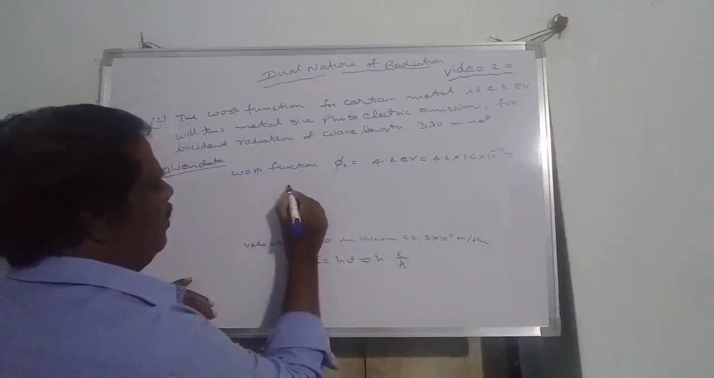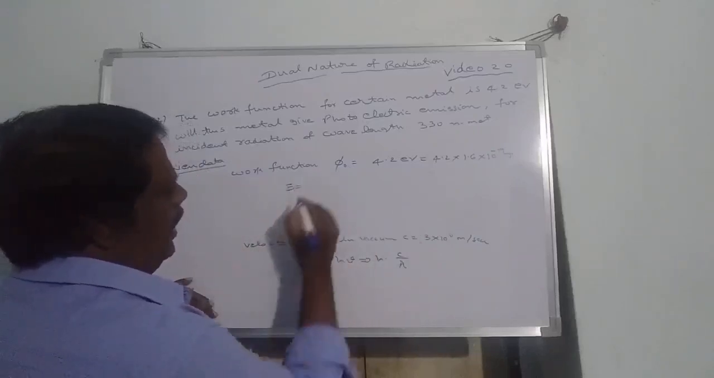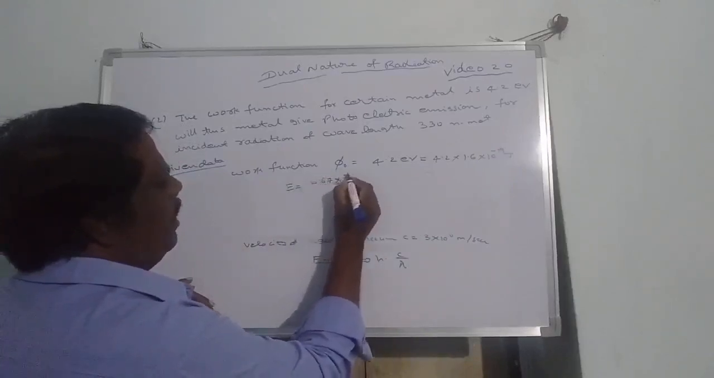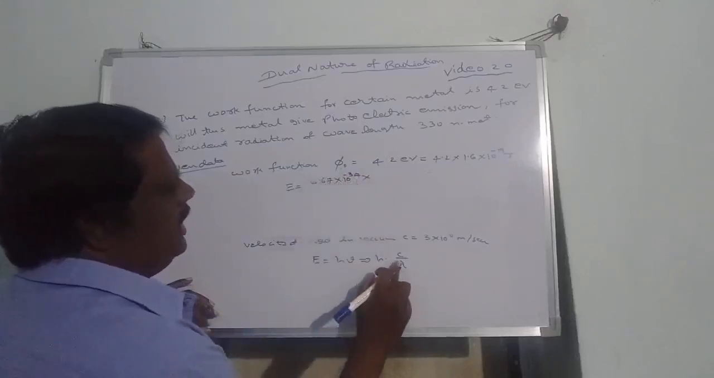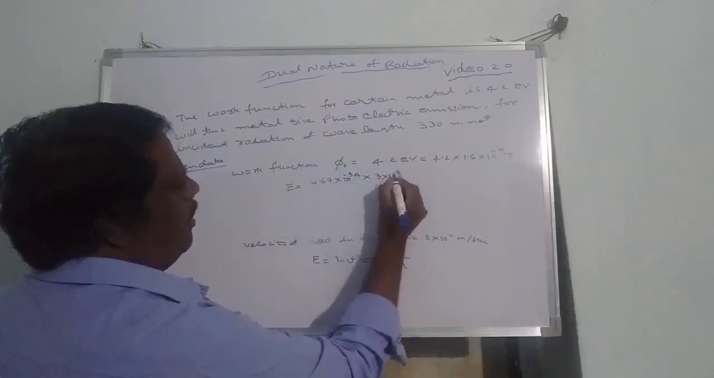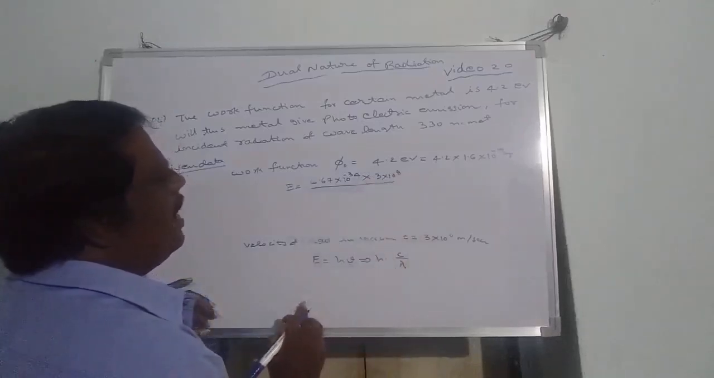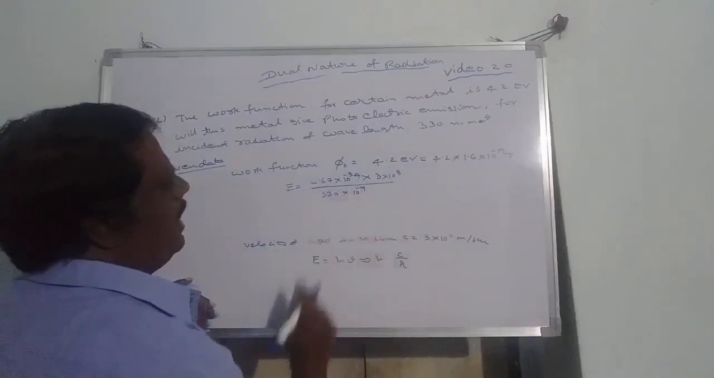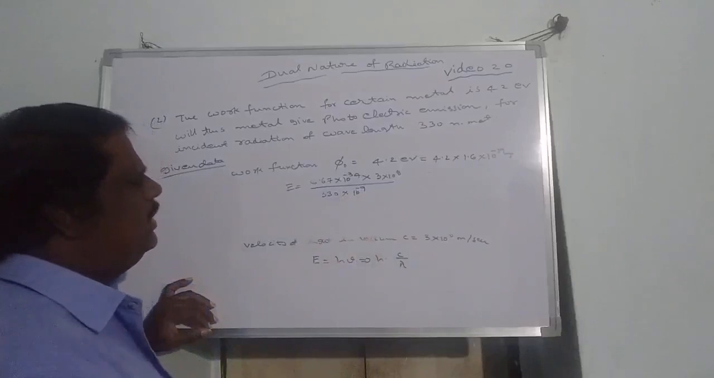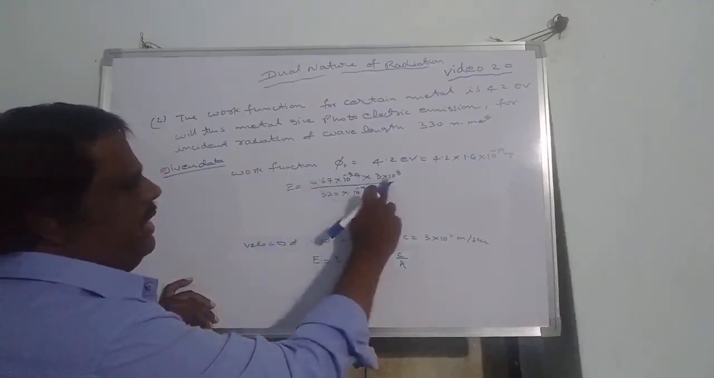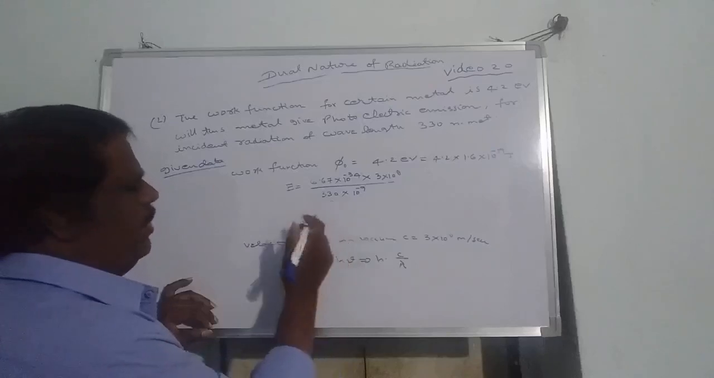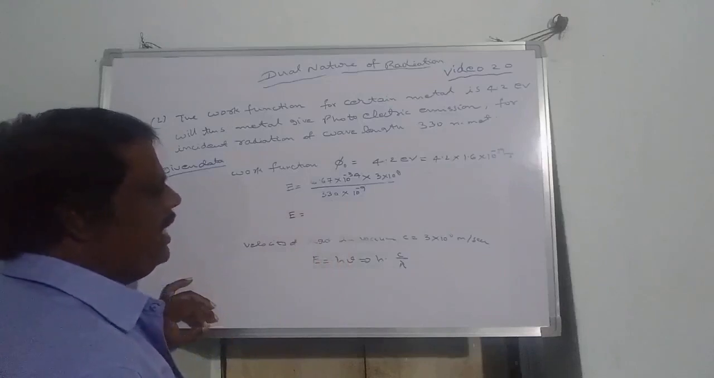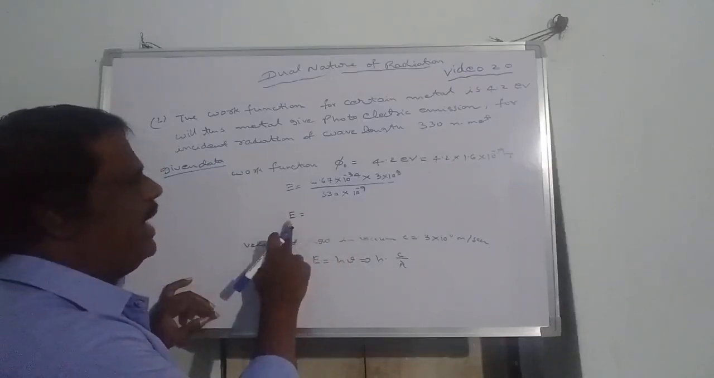So E is equal to h value, 6.67 into 10 to the power of minus 34, c value 3 into 10 power 8, divided by lambda value. What is the lambda value? 330 nanometers. That is 330 into 10 power minus 9 meters. So see the h value, c value and lambda value. On simplifying, we get the value of E, that is the emission of energy.